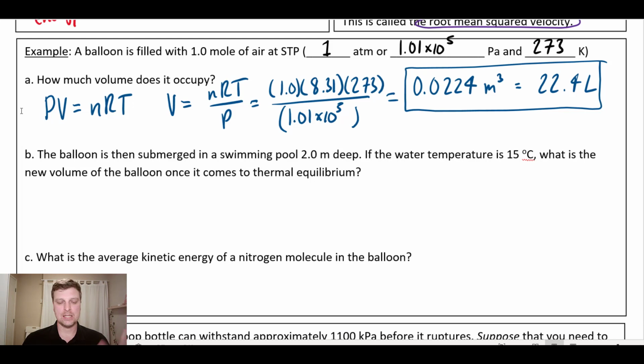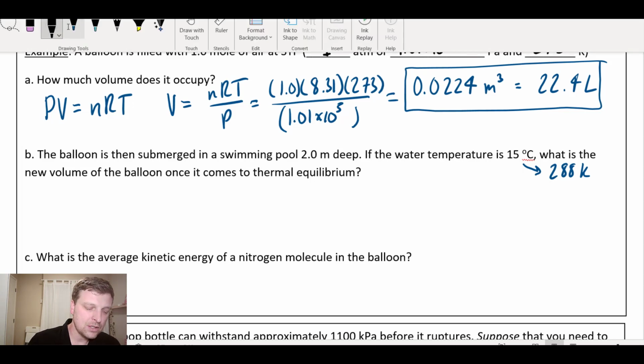So for example, we take this balloon and we somehow submerge it in a pool, don't ask how, and we put it 2 meters deep. So now because it's underwater, it's going to be under a lot more pressure than it was before. And then in addition to that, the water temperature is about 15 degrees Celsius. So that ends up being about 288 Kelvin, and so that's going to heat up just a little bit. So what's the new volume occupied by this gas?